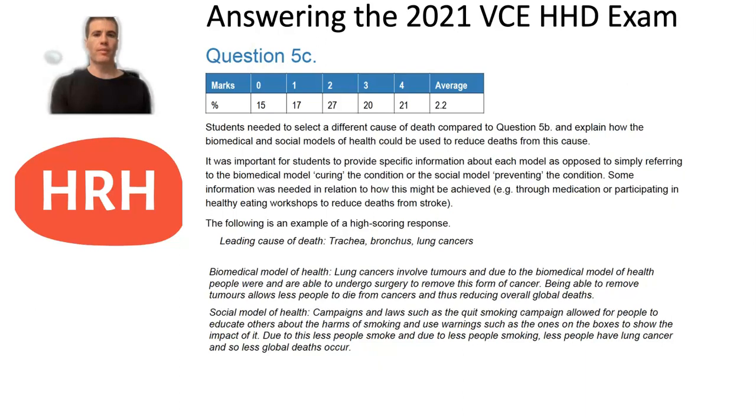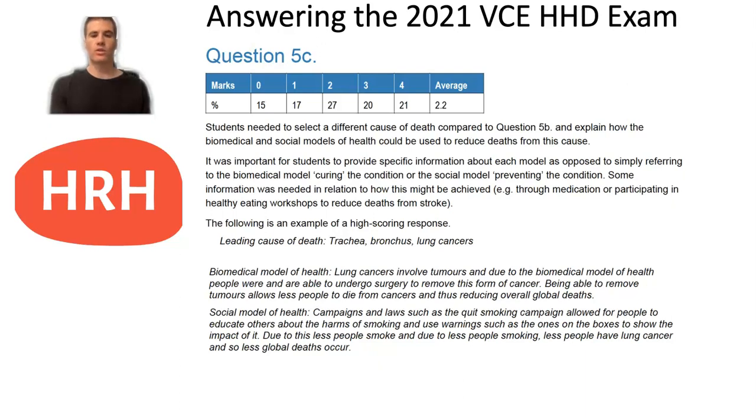So you can see here the high scoring response where they focused on trachea, bronchus, lung cancers. In relation to the biomedical model, they talked about how lung cancers might involve tumours, and due to the biomedical model of health, people are able to undergo surgery. So they gave a specific example related to treatment and cure. By being able to remove tumours, fewer people are dying from cancers, and that can reduce overall global deaths.